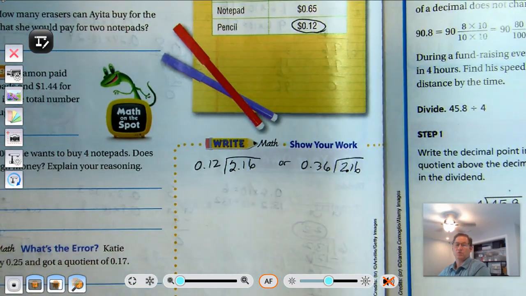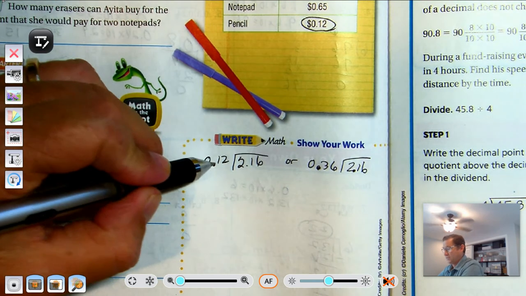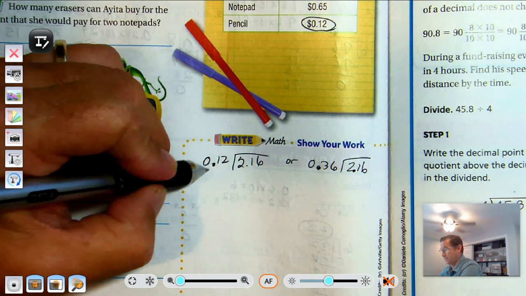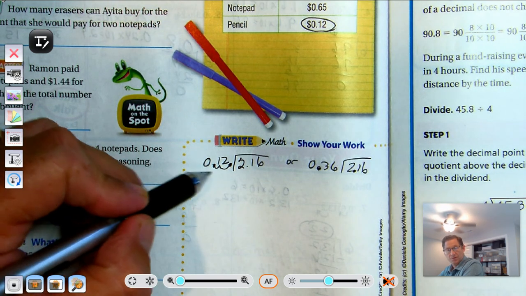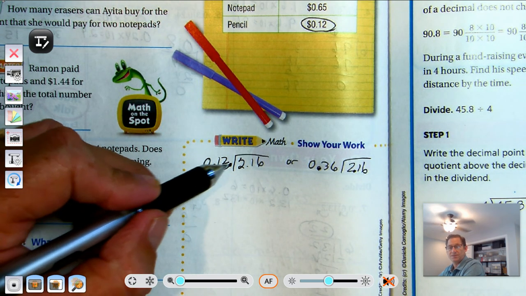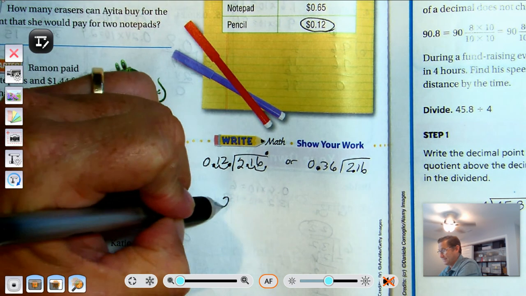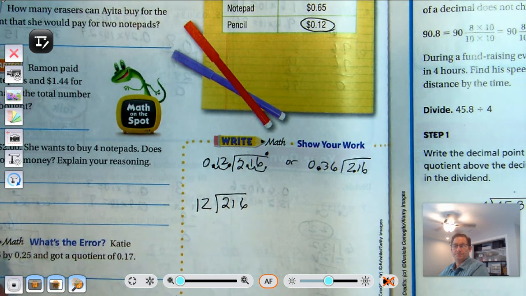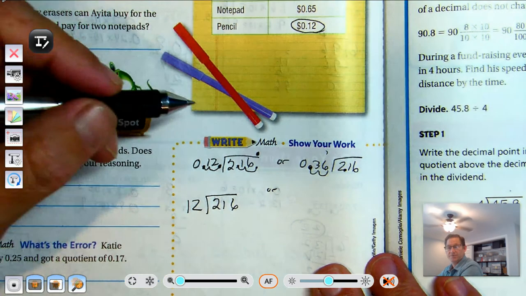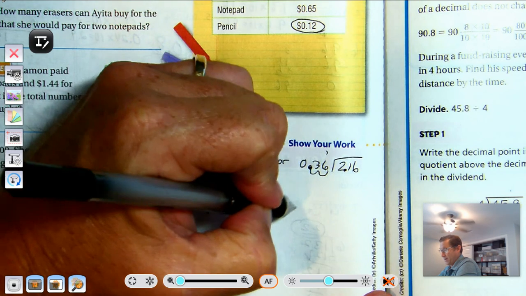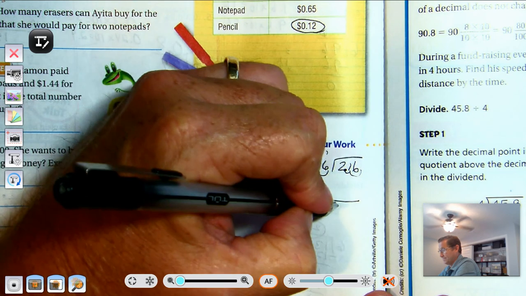All right, so what do we have to multiply both divisors by to make them into whole numbers? Well, this is 12 hundredths, so multiply by 100. I move the decimal point in the divisor 2 places to the right, so I have to do the same thing to the dividend. So we have 216 divided by 12. In our other problem, the one with the markers, I'd also have to multiply 36 hundredths by 100 to move it 2 places to the right. And I would do the same thing to the dividend, which gives me 216.